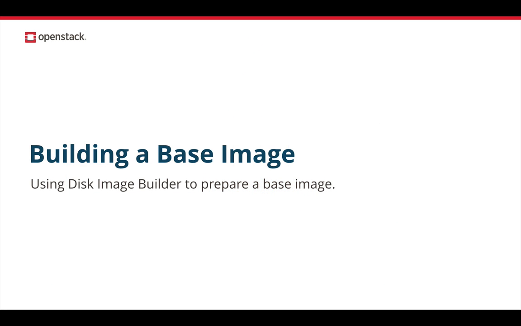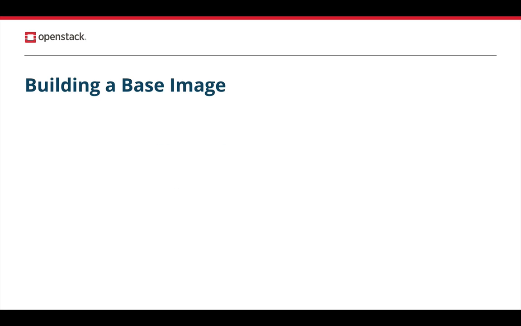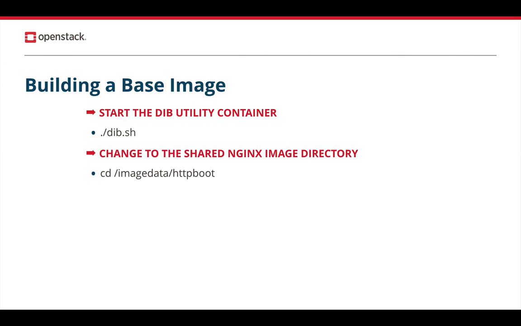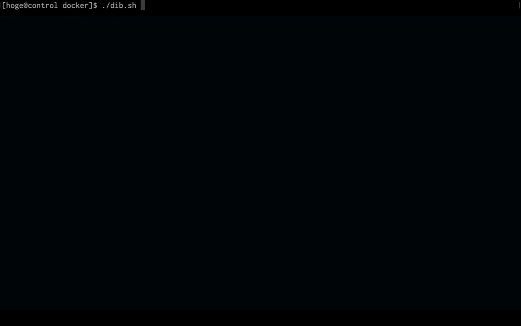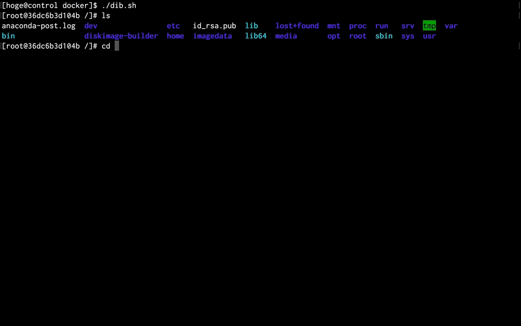Okay, moving on to building a base image. This installation includes a helper container that you can use to build base images and drop them into our HTTP server. You start them with the dib.sh command, and then you change to the HTTP boot repository directory, and then run DIB with selected elements to build a customized image.